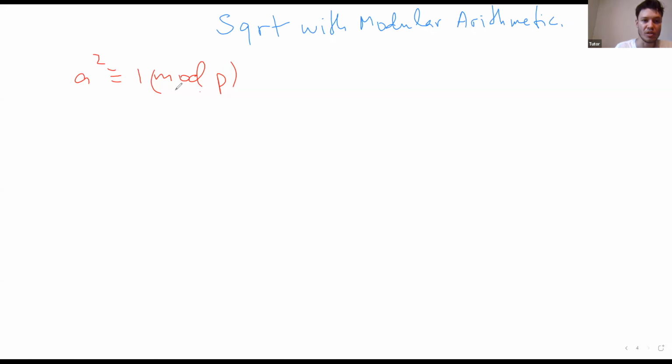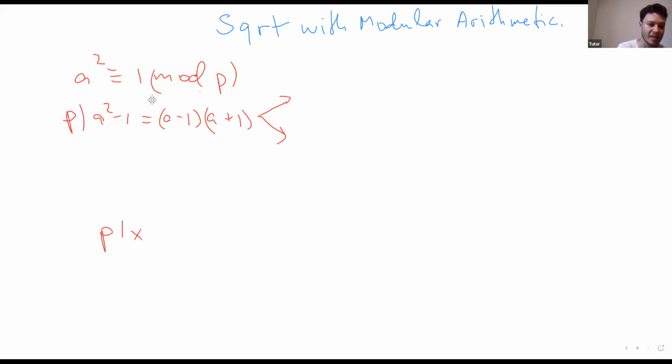Well, because these two have the same remainder, p has to divide their difference. So I can just write that p is going to divide their difference, a squared minus 1, which is actually equal to a minus 1 times a plus 1. So here we get some interesting properties. Basically, there are two options. Because p is a prime, it doesn't have any divisors. So p either needs to divide one of these factors or both of them. If p were to divide both of them, then it also needs to divide their difference, which is 2. So p would need to divide 2.